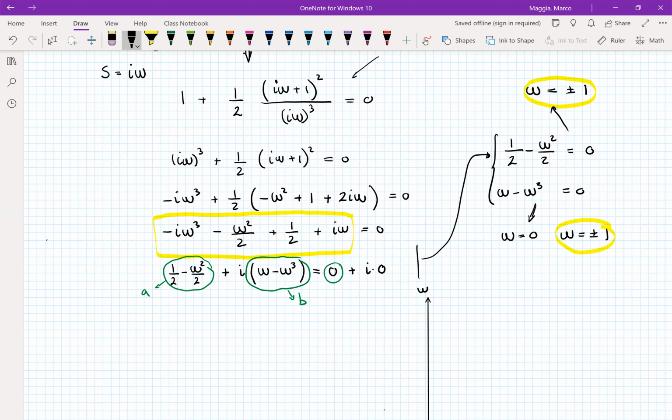And finally, since we were looking for s equals j omega, what we're looking for is s equals j. But remember, once you have a complex number, you always have the complex conjugate. So we have two intersections, one at s equals plus j and the other one at s equals minus j.